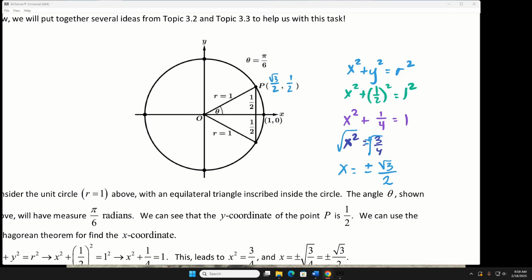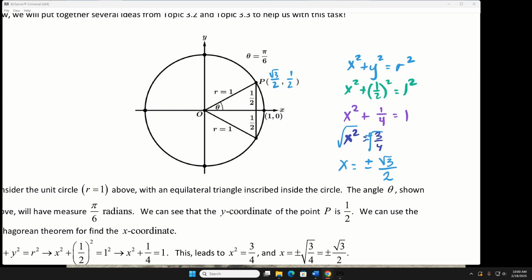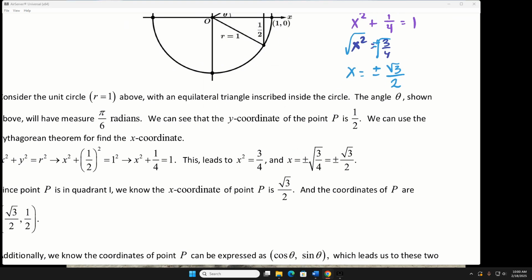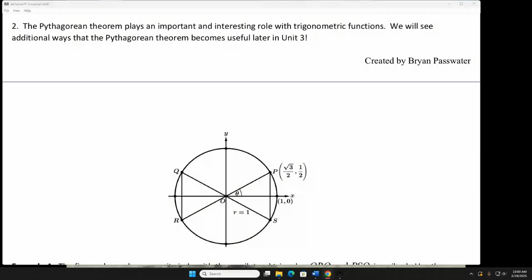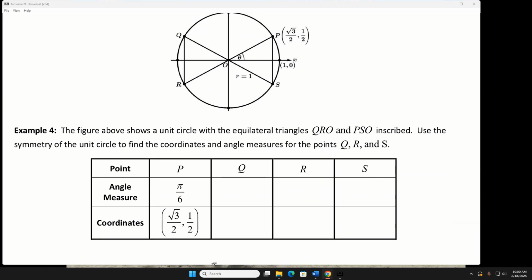So on our unit circle, when the angle is pi over 6, then the ordered pair is going to be square root of 3 over 2 and 1/2. The pi over 6 angles in the other quadrants are going to have some version of this ordered pair. It's just sometimes the x is negative, sometimes they're both negative, and sometimes the y is negative. All right, so let's go to that. There they are.